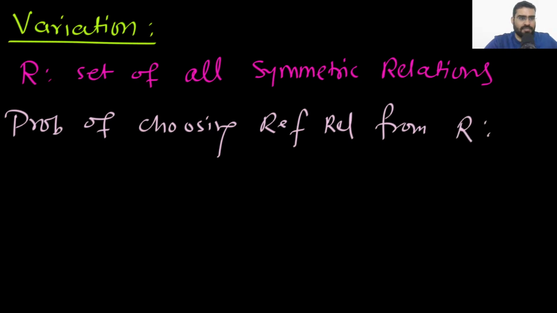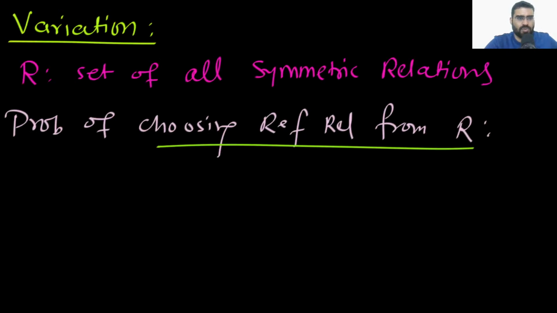Now tell me the answer. Are you getting this variation? Did you understand this variation? This is a variation they can ask you. They can give you that relation R is a set of all symmetric relations. And now we are finding the probability of choosing a reflexive relation from R. This is another variation they can ask you.